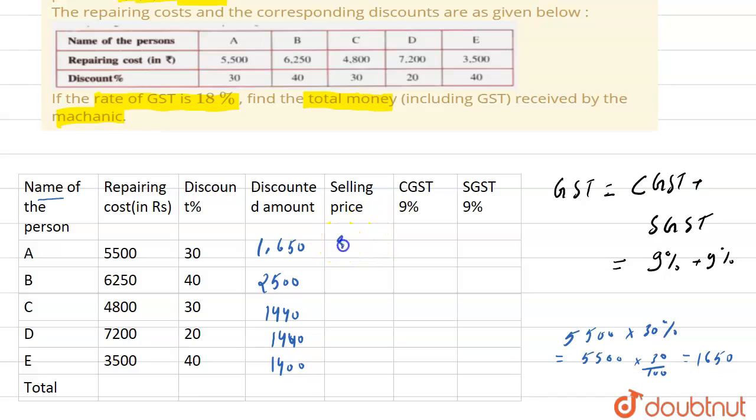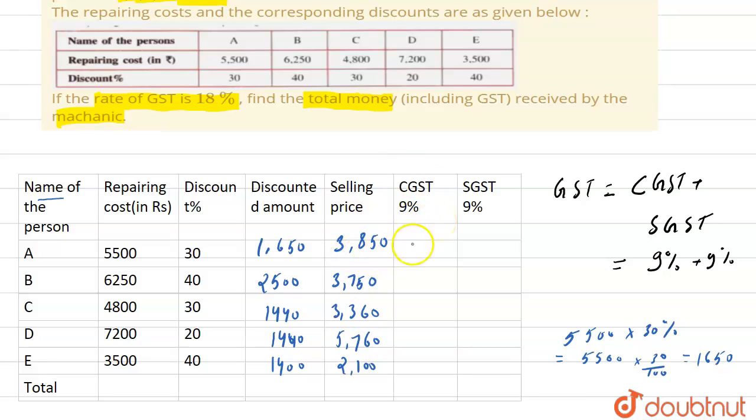Now if we solve for selling price, this will be subtract this amount from this amount, so we get for first case 3,850. Similarly, for other cases, we got 3,750, and for this we get 3,360, and for this will be 5,760, and for this will be 2,100.